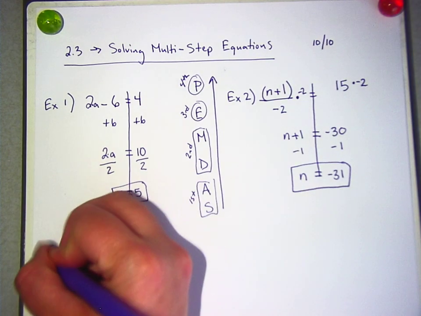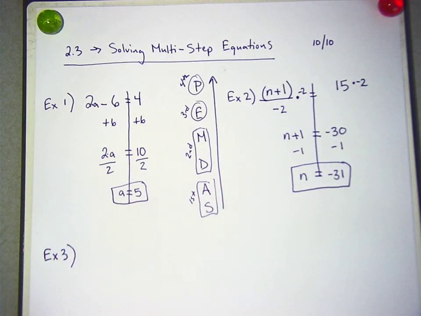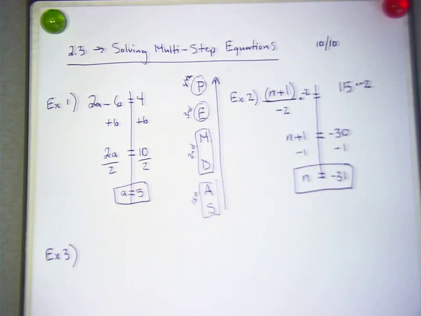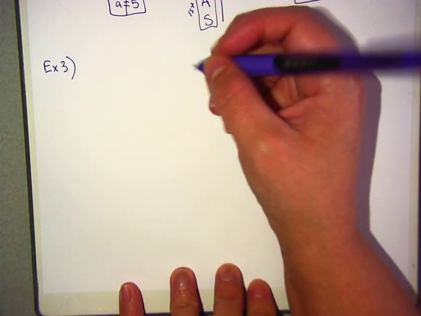All right. Example 3. This one is worth a prize. This one you're doing with your partner. You're going to talk with them. Every single person's going to talk.